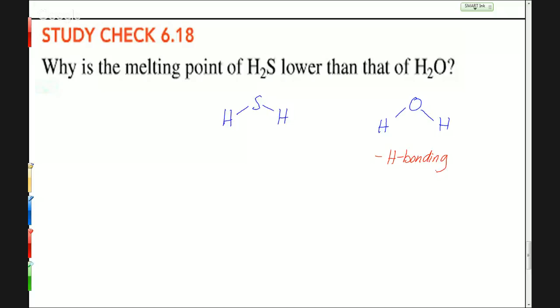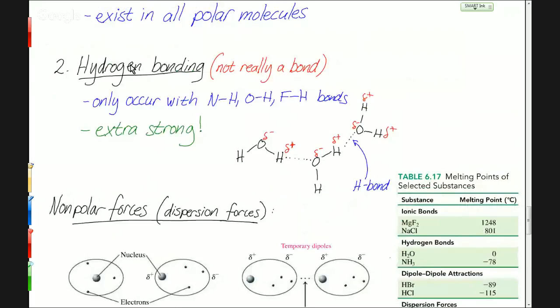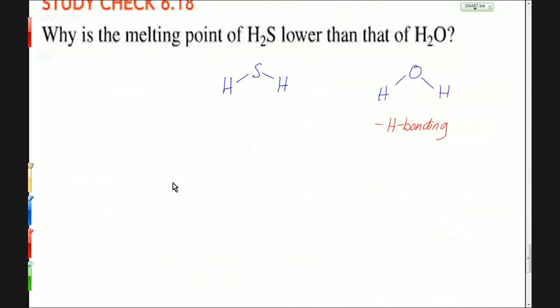Do we know? Yeah, we should figure it out. So hydrogen bonding only happens with NH, OH, and FH bonds. So we can say, okay, H2S has no OH, NH, or FH. So then it can have no hydrogen bonding. So that's part of the reason, and that would be a good reason. But let's dig a little bit further into it.